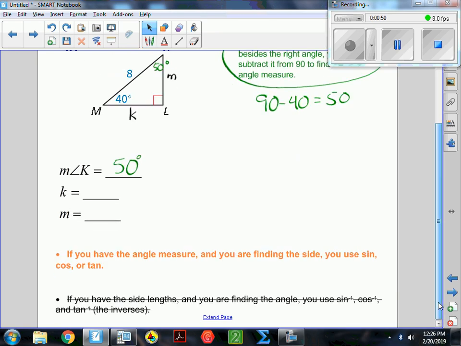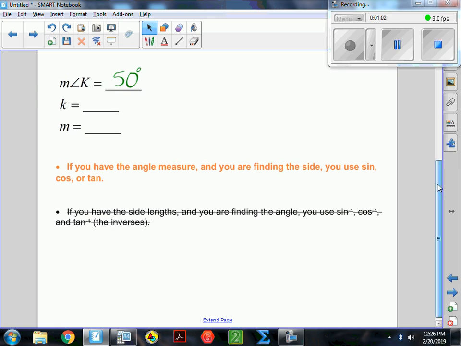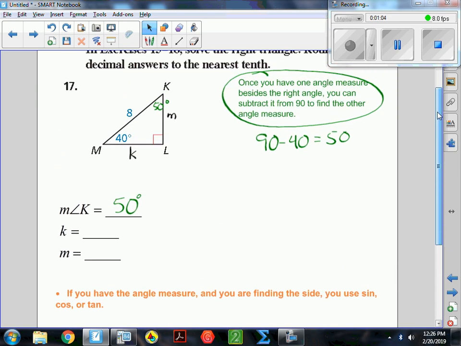I want to remind you of the summary from class that you can either find an angle measure or you can find a side length. So I highlighted in orange here that if you have the angle measures already and you're finding a side length, you use sine, cosine, or tangent. So I'm going to use the numbers that I was given. I could use the 50 degrees, there's nothing wrong with that, but I might make a mistake and say 60 instead of 50, and then I'm using a wrong number. So I'm going to use the numbers that I have.